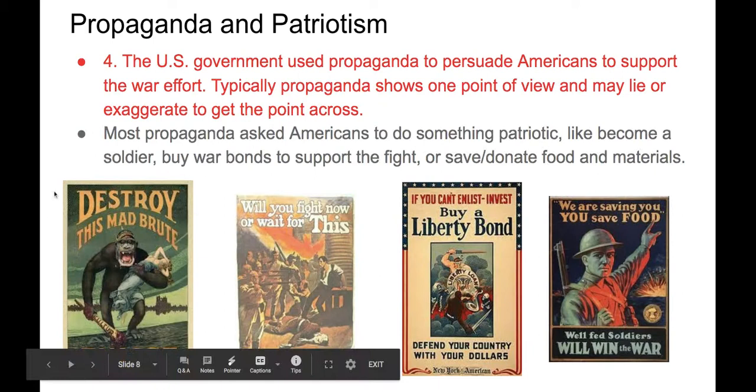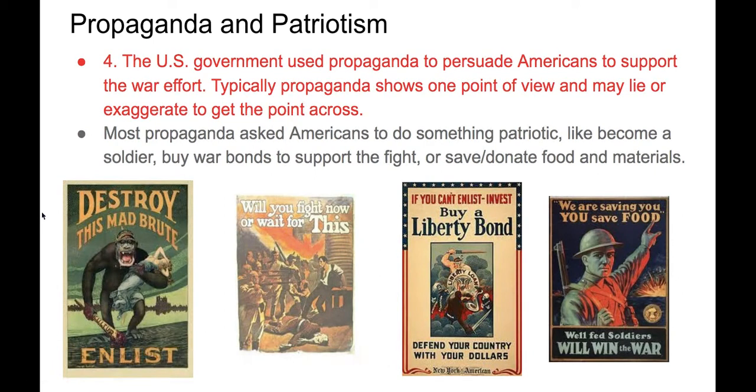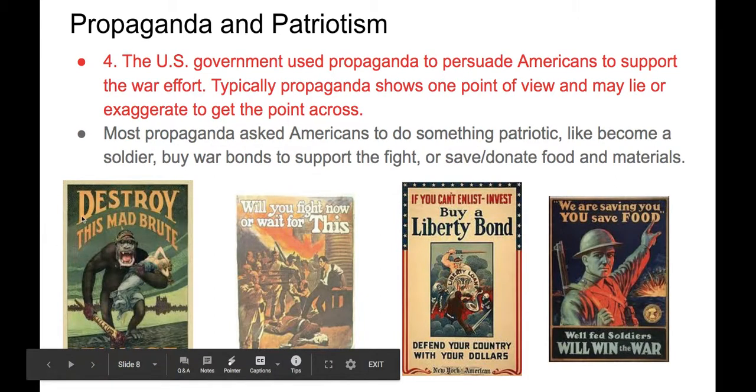Okay, let's look at this first one. It says, destroy this bad brute, enlist. A brute, it's not a positive term. It's like calling someone an ape, right? And so who do you think they are calling a brute? I'm going to say they're calling the Germans brutes, and they say we need to destroy them. You need to enlist, which means join the army to destroy them.